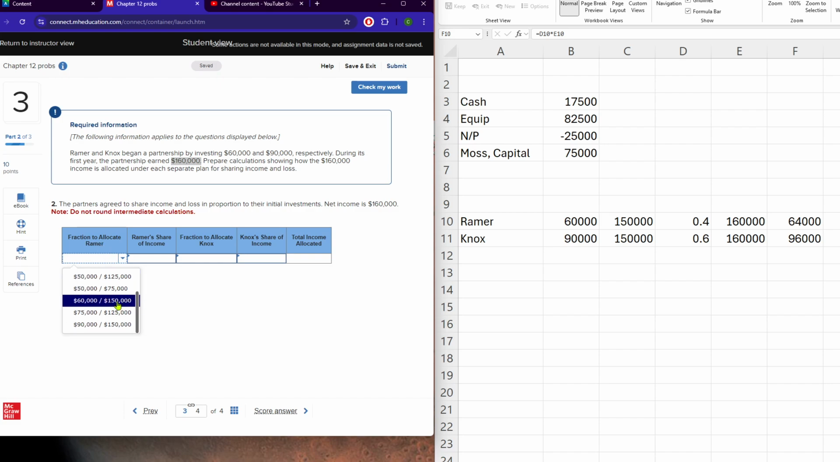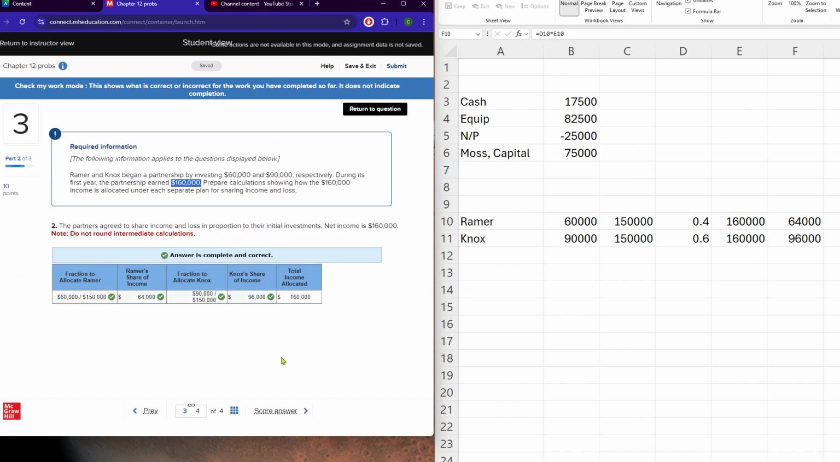I'm trying to read what it wants here. Oh, this is Raymer's share. We got that. Okay, so 60,000 divided by 150. His income is 64,000. And then Knox over here is going to be the 90 divided by 150. Down at the bottom for $96,000. Beautiful. All right. And there's that total being distributed there.